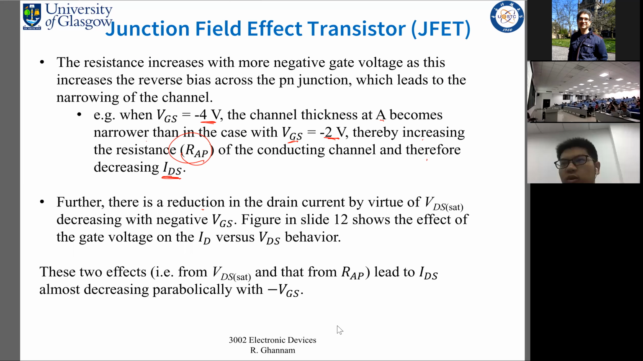Moreover, there is a reduction in the drain current as a result of VDS SAT decreasing with negative VGS. The figure in the slide that I previously showed shows the effect of the gate voltage on ID versus VDS behavior. These two effects, from VDS SAT and from the resistance between the points A and P in the channel, lead to IDS decreasing almost parabolically with a negative VGS. This parabolic behavior.